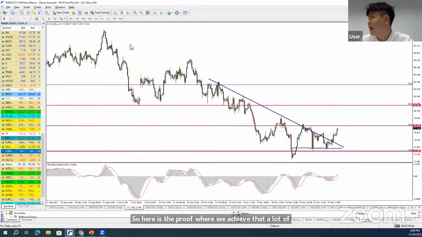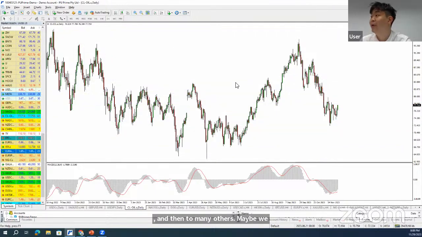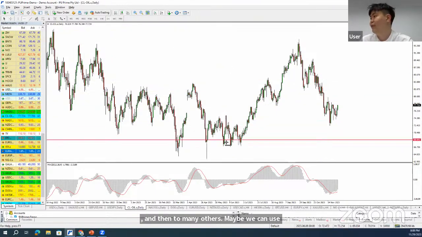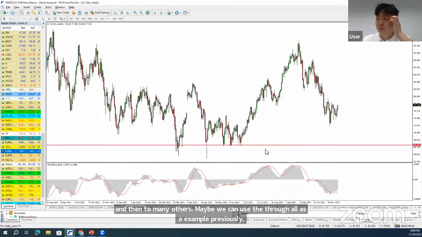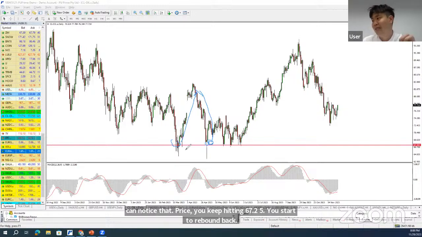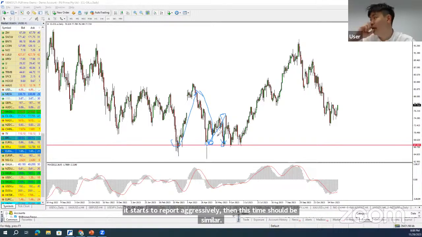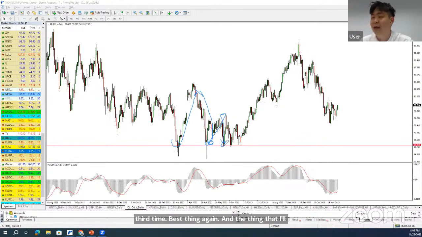To make it clearer, maybe we can use crude oil as an example. It's very good for you to understand, so it's better to look at the chart. You can notice that the crude oil price previously kept hitting 67.25 and started to rebound. Next time it hit again, everyone was thinking, of course, since previously after it hit, it rebounded aggressively, this time should be similar. Then it rebounded again. Then this is the third time testing again. Then they think that 67.25 is very cheap, so they continue to long it.